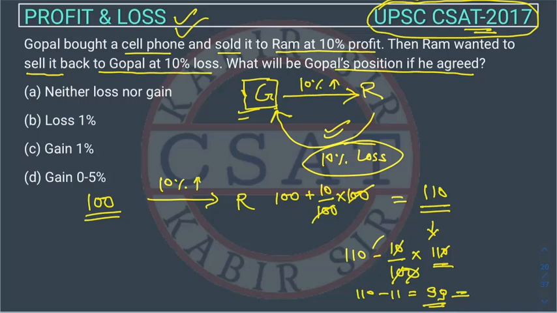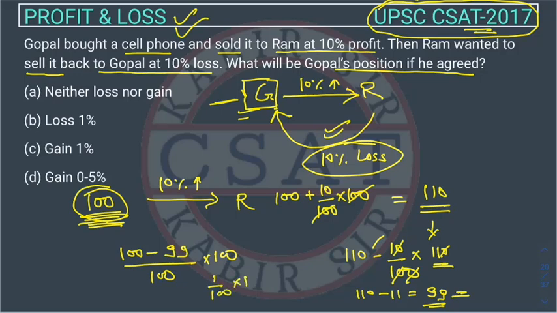But Gopal bought the mobile for 100 rupees, we assume 100. So how much profit is he gaining? He is gaining 100 minus 99, so 1 rupee profit. So 1 rupee profit in percentage terms will be over 100 rupees, so it will be 1%. Or you can calculate it like this, the percentage change over 100, so the answer in percentage will be 1%. So Gopal is gaining the benefit of 1%.